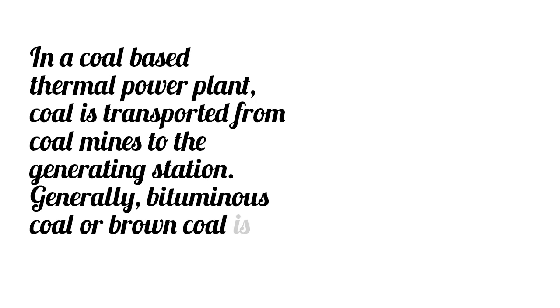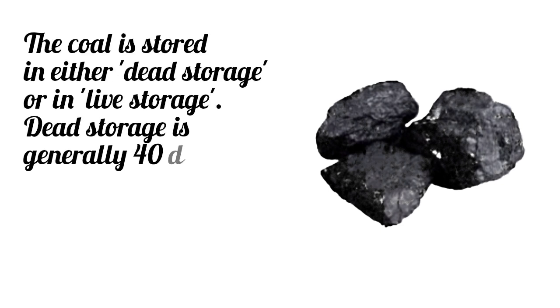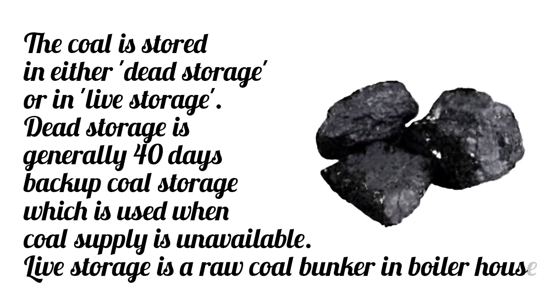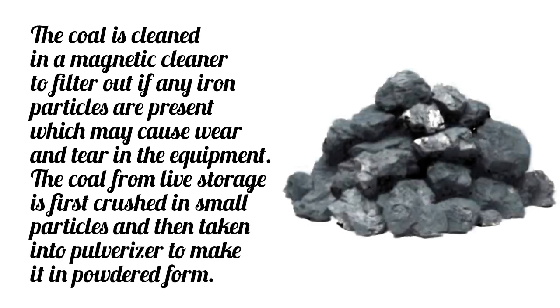Coal. In a coal-based thermal power plant, coal is transported from coal mines to the generating station. Generally, bituminous coal or brown coal is used as fuel. The coal is stored in either dead storage or live storage. Dead storage is generally 40 days backup coal storage, which is used when coal supply is unavailable. Live storage is a raw coal bunker in the boiler house. The coal is cleaned in a magnetic cleaner to filter out any iron particles that may cause wear and tear in the equipment.